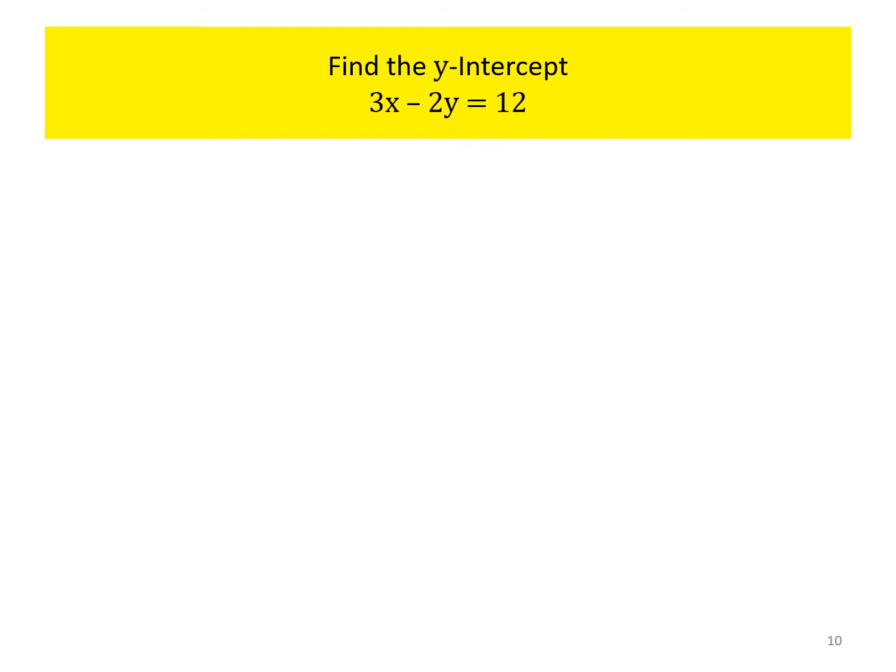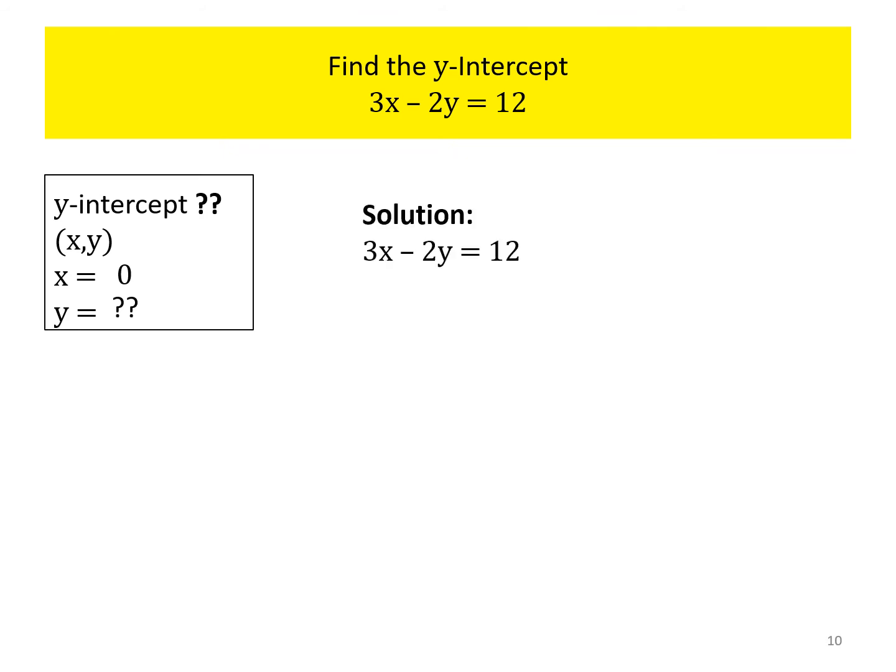Now we're going to find the y-intercept. We need that point where it crosses the y-axis. So therefore we need the xy values, and we know that the y is what we're looking for, so that's going to be your question mark. Therefore you set the x to be 0. Go and substitute these values in for the equation. The x now is the 0, and you're going to come up with y equals -6.